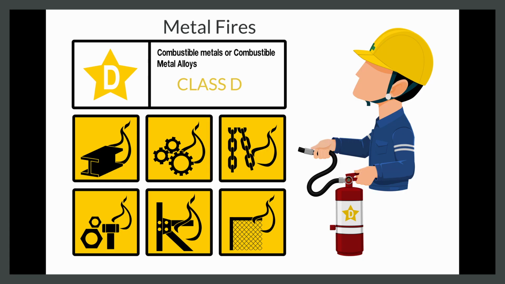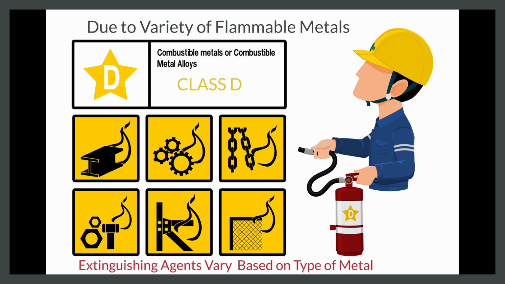Class D fire extinguishers address metal fires which have extremely high burning temperatures. Various symbols and pictograms represent this class, lacking a uniform standard. Given the variety of flammable metals in industries, the extinguishing agents differ based on the specific metal. Use the mnemonic D equals dangerous to remember their application.